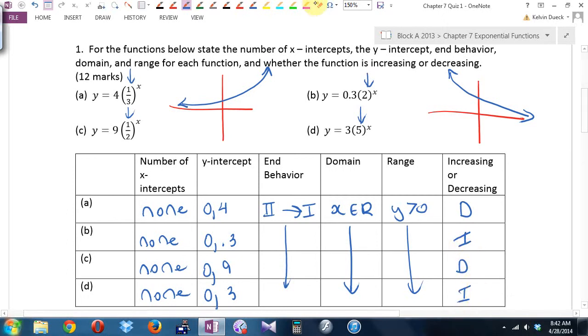We'll do a half mark for each of these. So 1, 2, 3, 4, 5, 6, 7, 8, 9, 10, 11. Well, heck, 1, 2, 3, 4, 5, 6 by 4. This question will be out of 12.